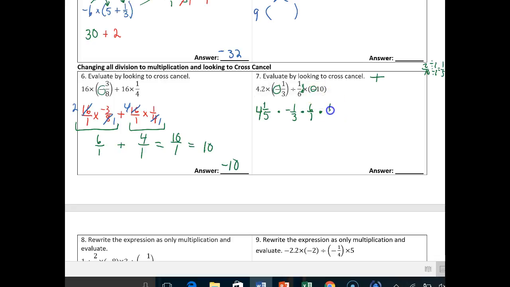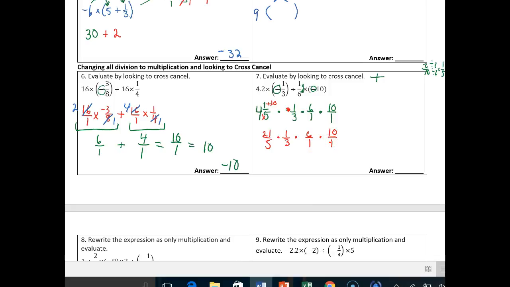And how do I put that as a fraction? 10 over 1. Okay, so notice I changed the division to multiplication by flipping, or taking the reciprocal of, 1 over 6. I put the negative 10 as 10 over 1. I don't care about the negative signs because I know I only have 2 of them, so they'll cancel out. Before I can work this, I got to go ahead and change this 4 and 1/5 into an improper fraction. So I'll say 4 times 5 plus 1, that's 21. So now I'll have a problem of 21 over 5 times 1 over 3, shouldn't even have that negative sign there, times 6 over 1 times 10 over 1.